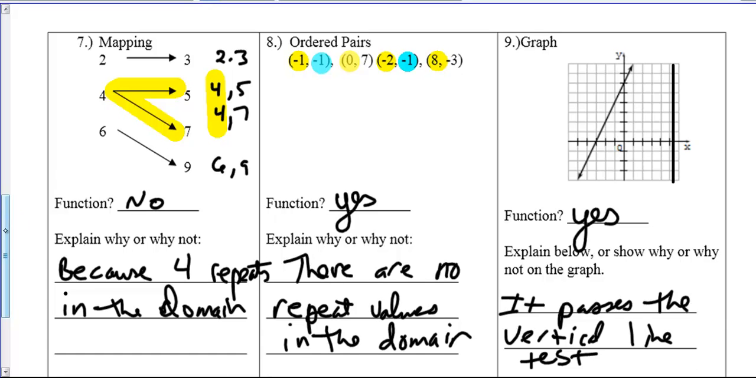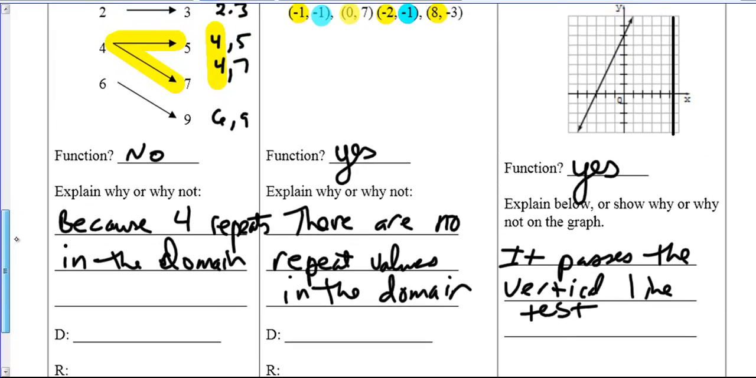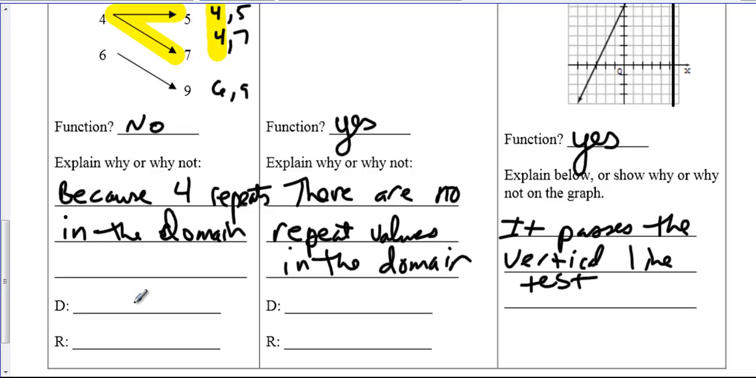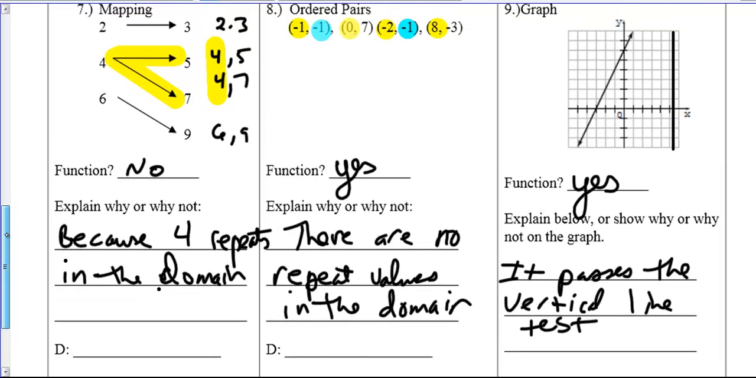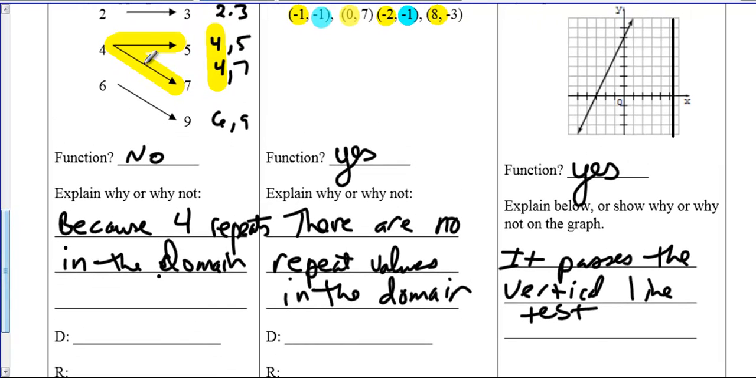Okay, let me see if there's anything else I need to worry about. Oh, there is domain and range down here. I almost didn't see that on my screen. So let me very quickly answer the bottom here, domain and range. Again, domain and range is just a list of the x values. So in number 7, we have 2, 4, and 6. In number 8, I have negative 1, 0, negative 2, and 8.